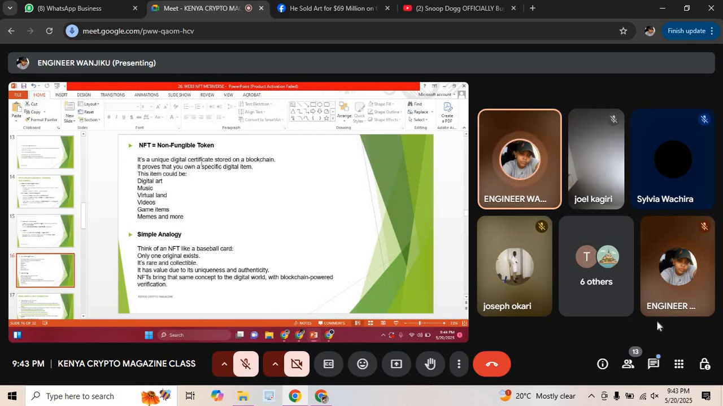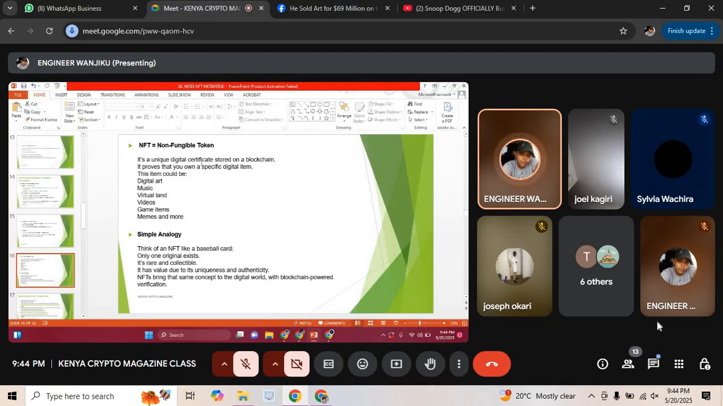So a non-fungible token is a unique digital certificate stored on the blockchain. So it proves that you own a specific digital item. For example, if you have an image of your degree on the blockchain, it's a unique digital certificate stored on the blockchain. So it proves you own that degree, that specific digital item. And that item could be digital art, music, virtual land or title deeds, a video, game items, memes, and many more.